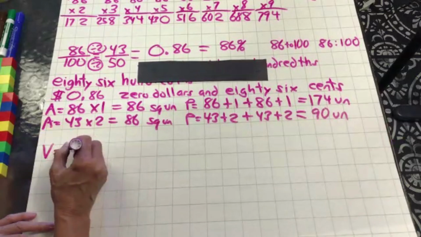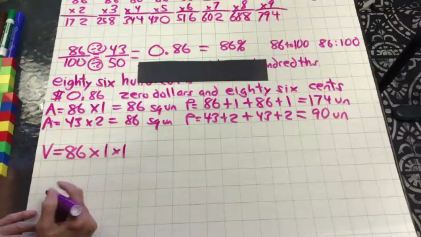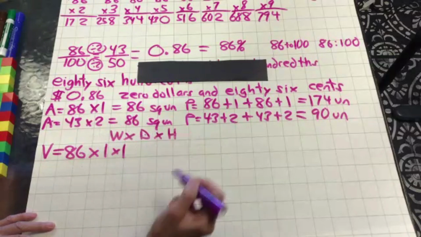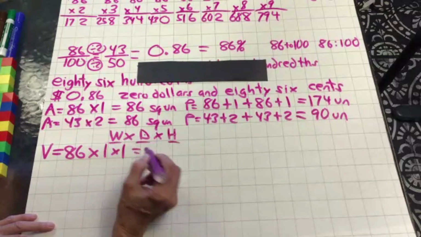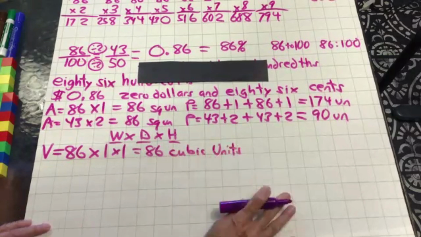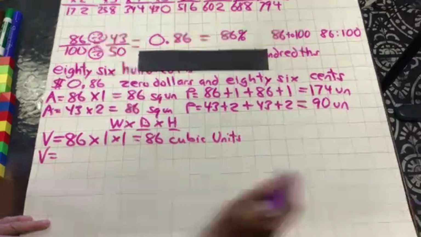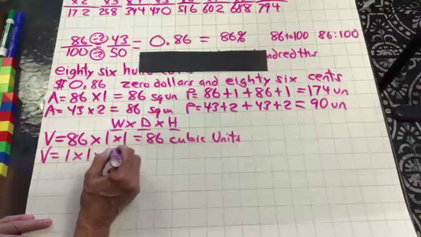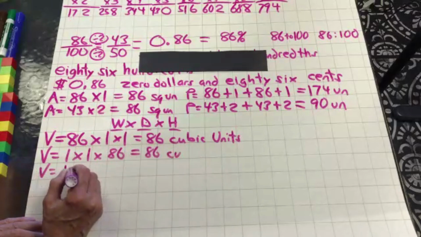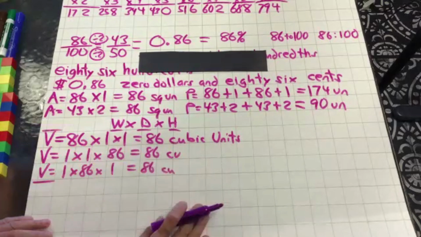All right, volume. So first one is going to be 86 by 1 by 1. Volume is 3-dimensional. Width times depth times height. 1, 2, 3, 3-dimensional, which would be 86 cubic units. Then we're going to change up the order. So this is going to be a 1 by 1 by 86 now. You're just trying to find all the different ways you can write it. And then we have a 1 by 86 by 1. So that's the 3 ways we can do that formula.